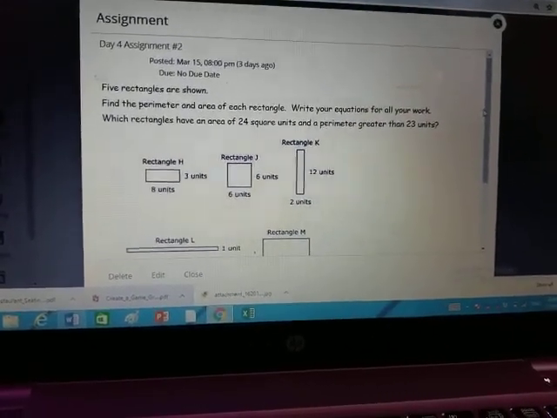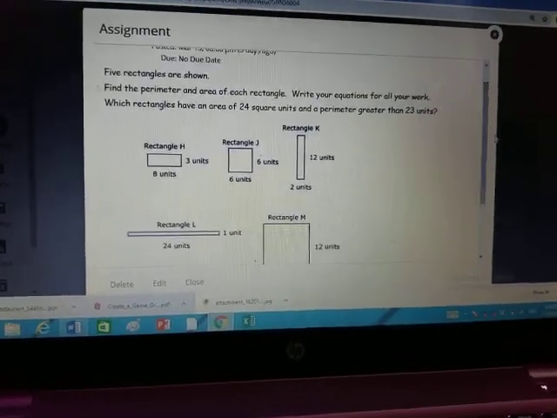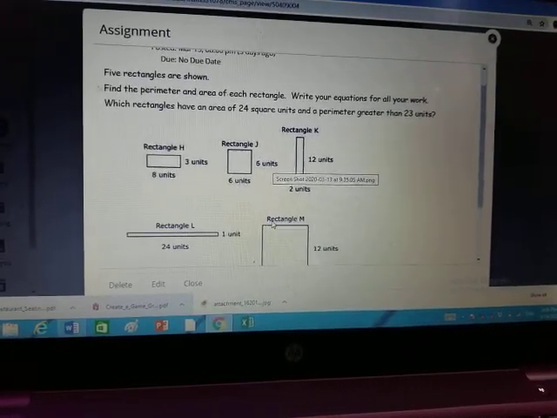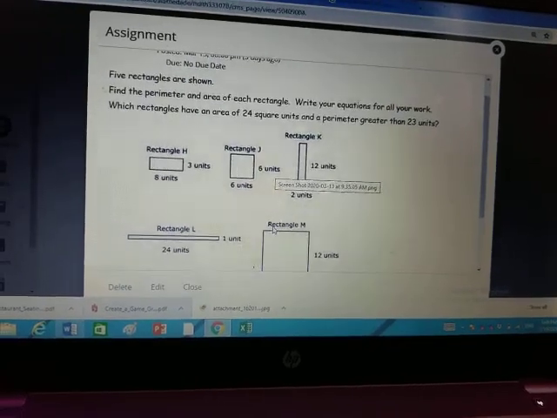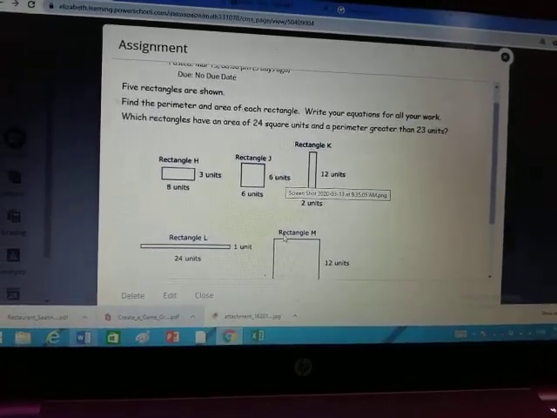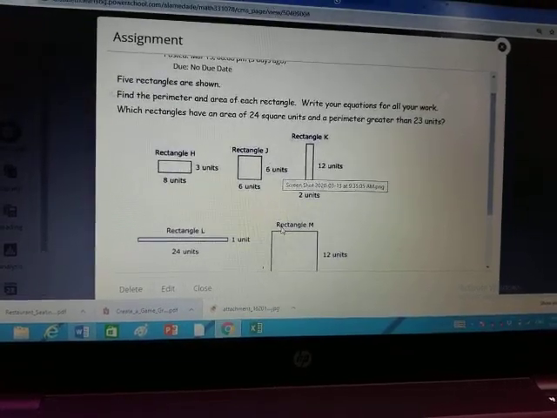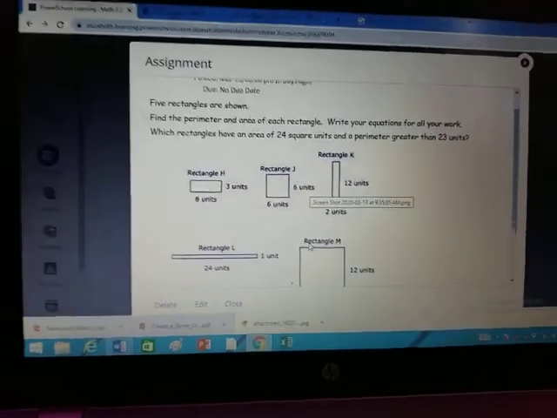So I'm going to show you how I did it on paper, on my document, but 5 rectangles are shown over here, and you have to write equations for all your work because you got to find the area and perimeter. Then you have to tell me at the end which rectangles have an area of 24, and which ones of the rectangles have a perimeter that's greater than 23.